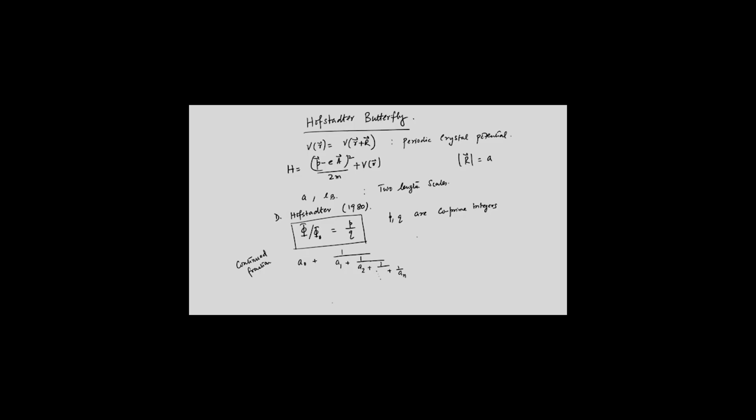So, I give you an example: 181 by 101 is a rational fraction which can be written as 1 divided by 1 plus 1 divided by 1 plus 1 divided by 3 plus 1 divided by 1 plus 1 over 4 plus 1 by 4 and so on, okay. So, these are some examples of this continued fraction. So, this is what happens.